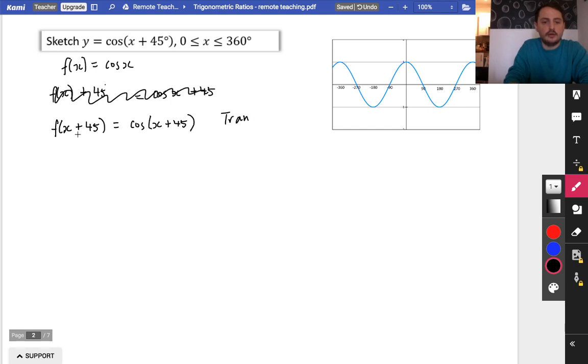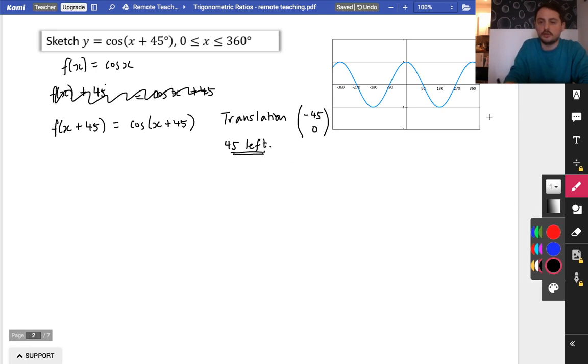And we know that f of x plus 45 is a translation, and because it's inside the brackets, we know it's in the x direction, so it's going to be a translation. It looks like it's going to be an add 45, but we know it's the opposite of that. It's going to be 45, 0. So really this is a translation of 45 to go to the left, okay?